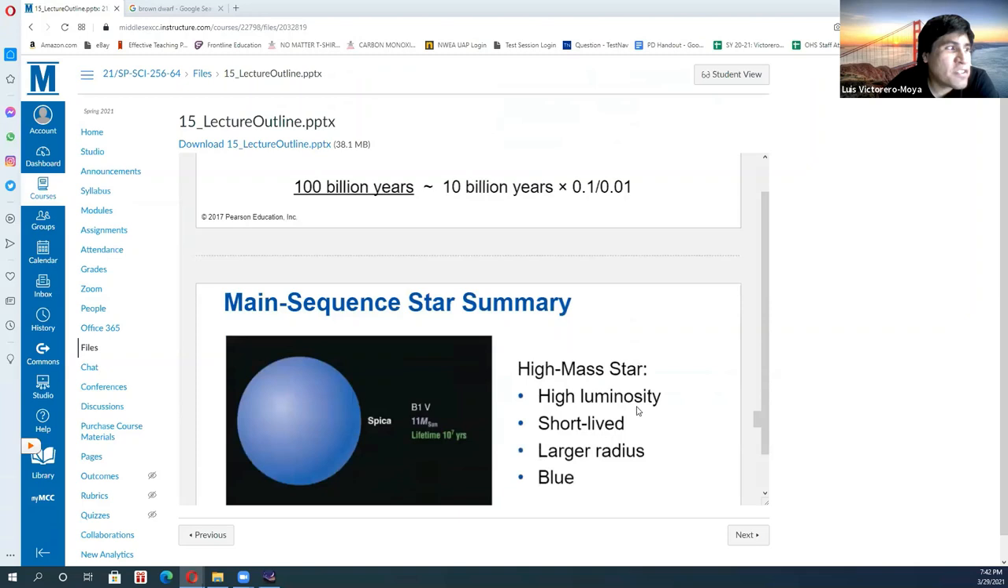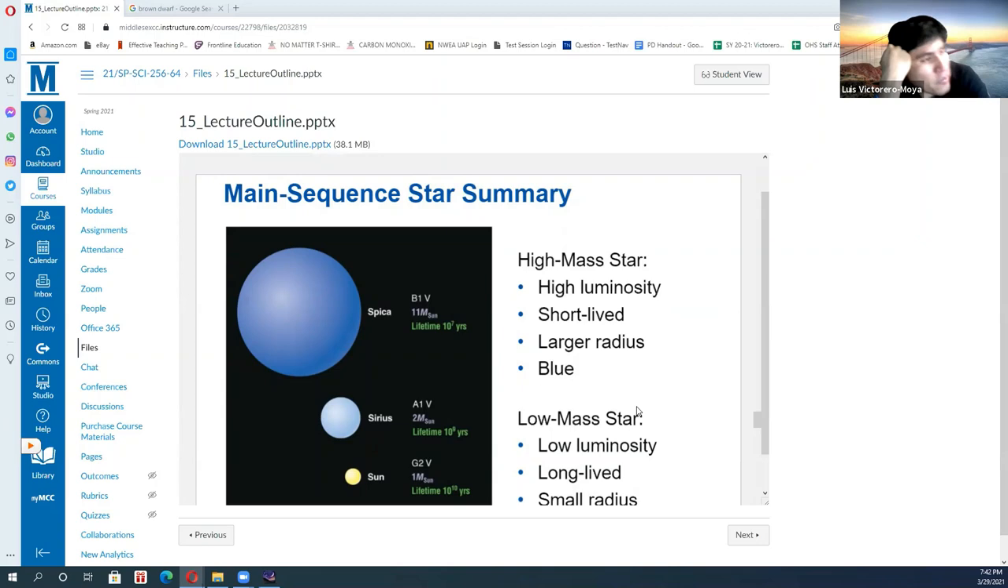Any questions, guys? So that's a summary with a few examples. B star, Spica, blue giant: high luminosity, high mass, very short lived, large radius, blue. Low mass, like our sun, right? Low luminosity, long lived, small radius, yellow.